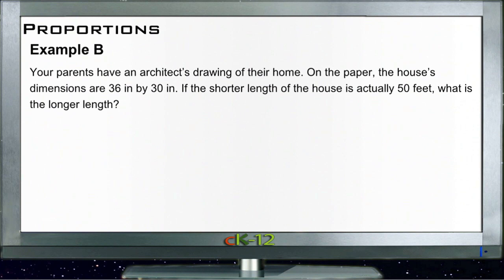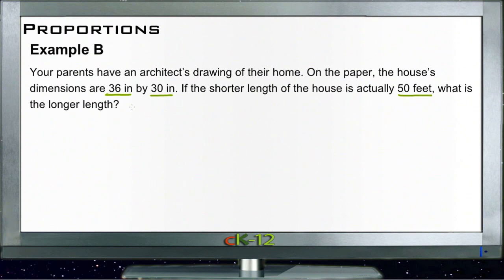Let's take a look at example B. Example B says, your parents have an architect's drawing of their home, and on the paper the house's dimensions are 36 inches by 30 inches. If the shorter length of the house is actually 50 feet, what's the longer length?